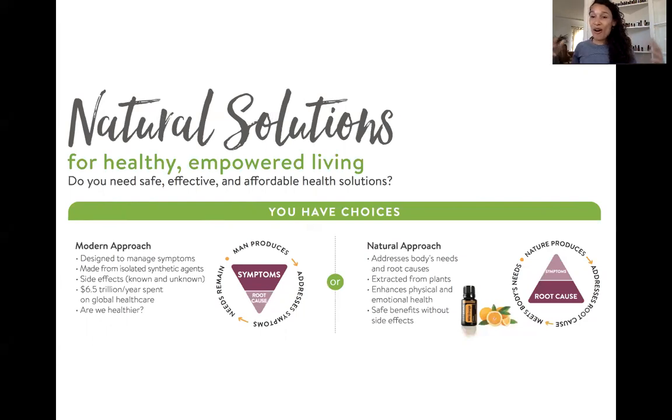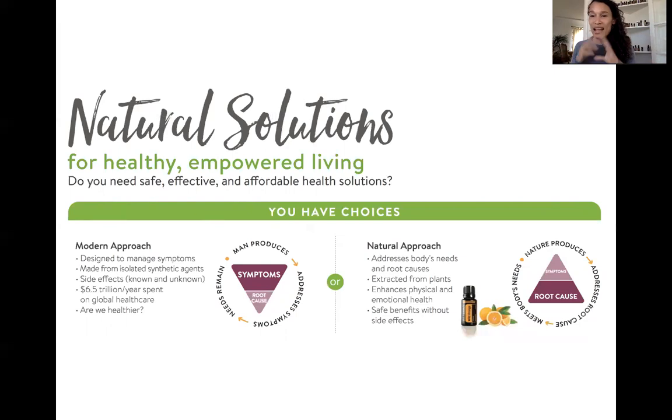Whereas currently we also have this resurgence of natural solutions where nature produces the medicine. It addresses the root cause, and it meets the body's needs. So not only are we addressing the symptoms, we're actually able to heal at a root level. They're extracted from plants, from Mother Nature.